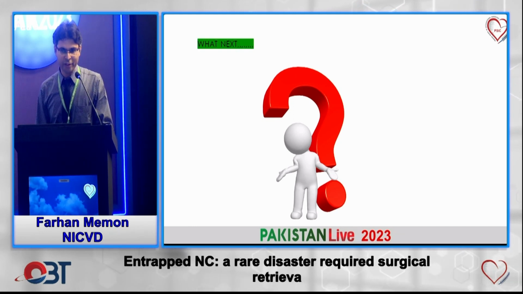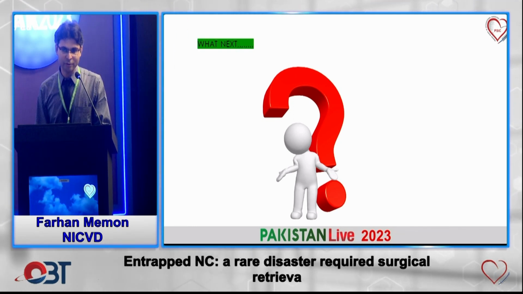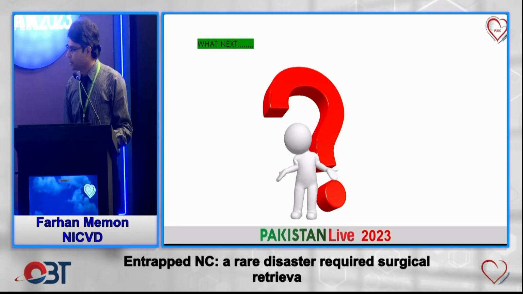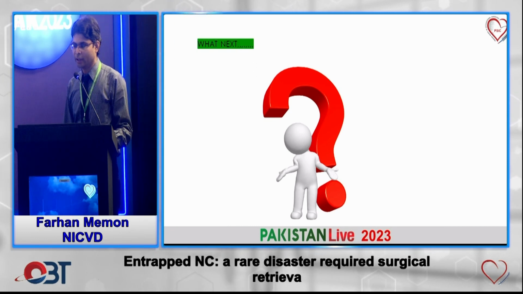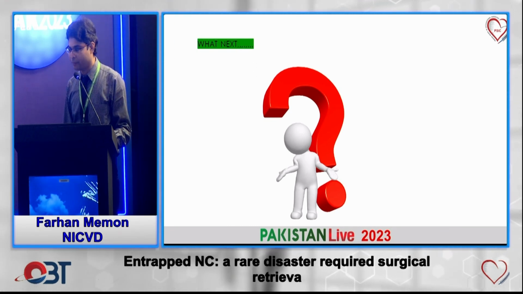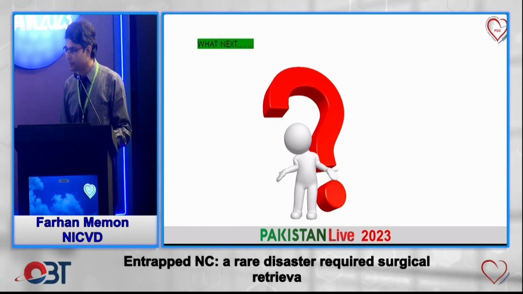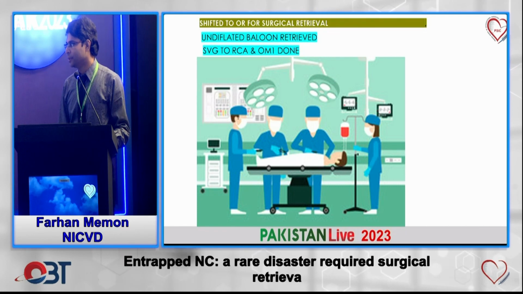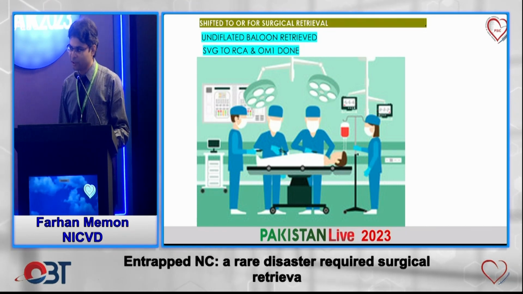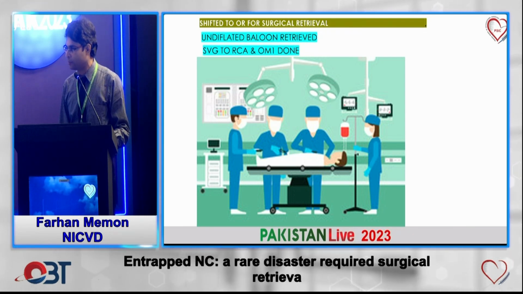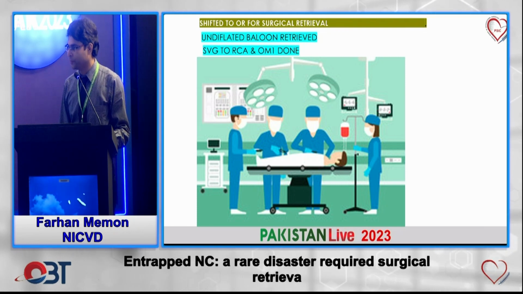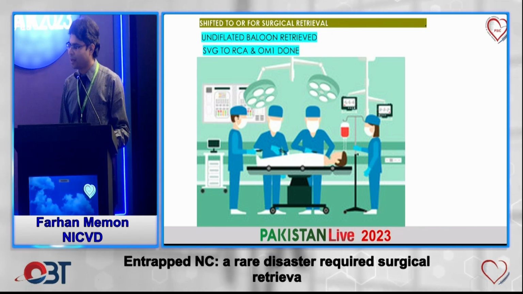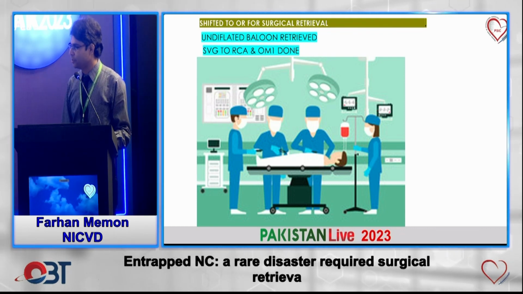We tried multiple steps like saline dilution of the contrast, and we changed the device, and also we used two devices at the same time through the NC, and we took the Guidezilla and tried the hard end of the wire in order to deflate the NC, but unfortunately it was totally unsuccessful. Fortunately, the patient was hemodynamically stable, but later on the patient developed chest pain, so we took the surgical team on board, and the patient was rushed to the OR. There the undeflated NC was retrieved, and the RCA as well as the OM was grafted with SVG.